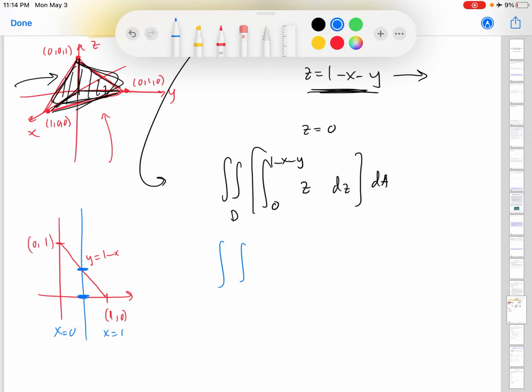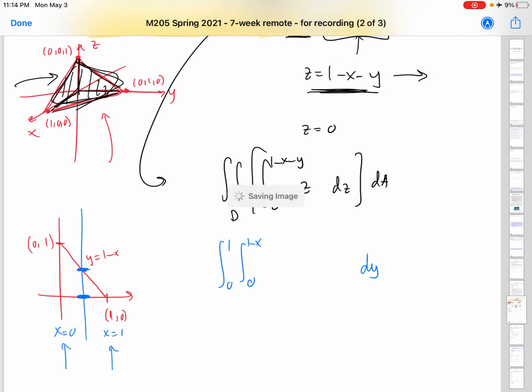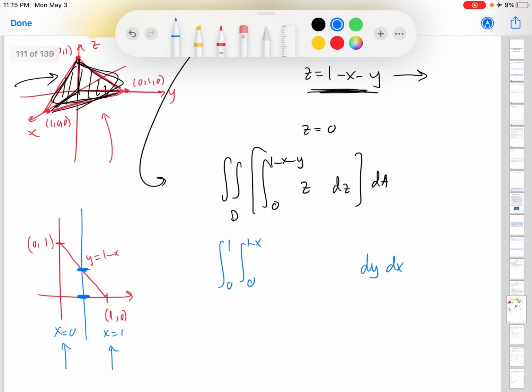For y, I'm going to put in here dy going from y equals 0 to y equals 1 minus x. So I'm just working now on the dy portion of this integral. And then my x bounds I got here from x equals 0 to 1. That's my dx.